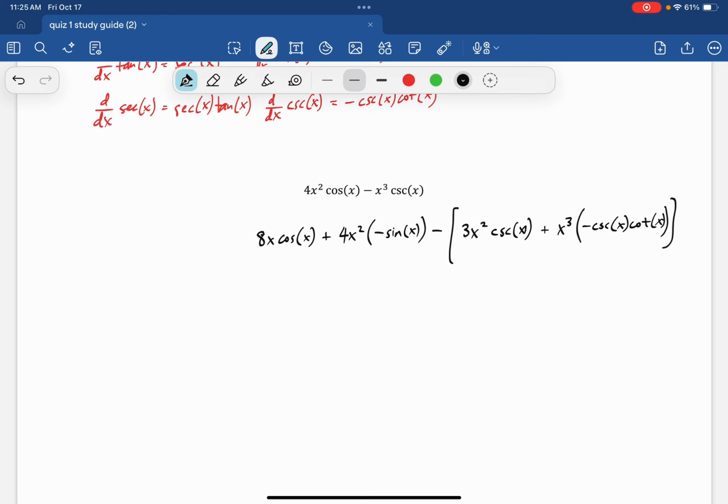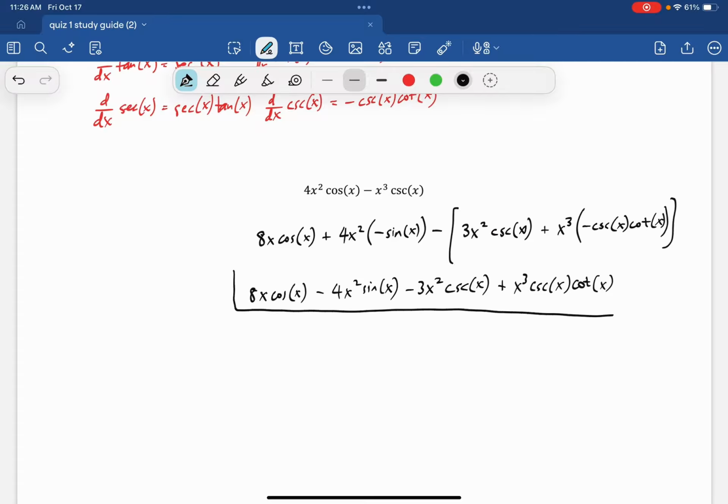Okay, and now I simply need to expand this and distribute all those minus signs. So I'm left with 8x times cosine x minus 4x squared sine x. Okay, then it's minus 3x squared cosecant x. And finally, these two minus signs are going to cancel with one another, so I'm left with plus x cubed cosecant x cotangent x. All right, and that is simplified enough.